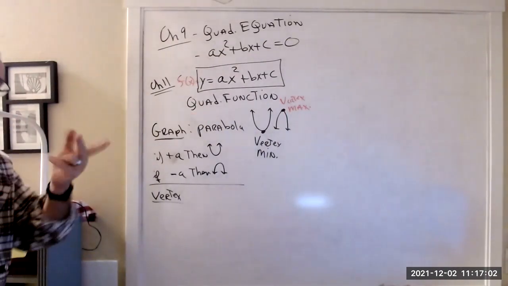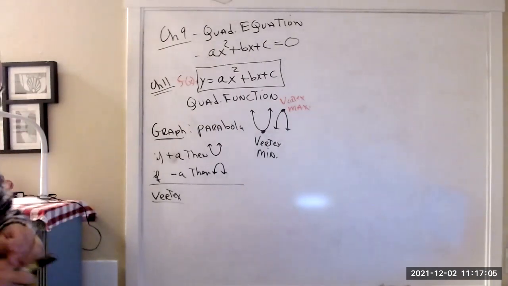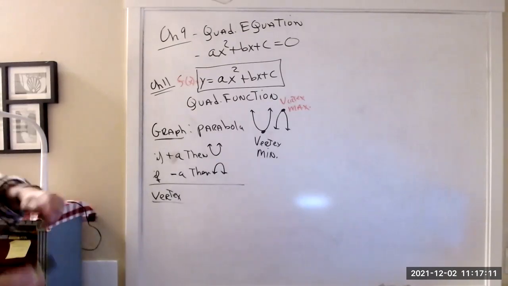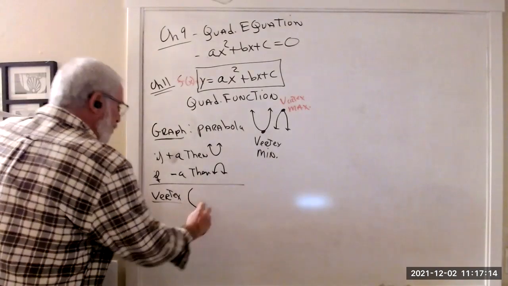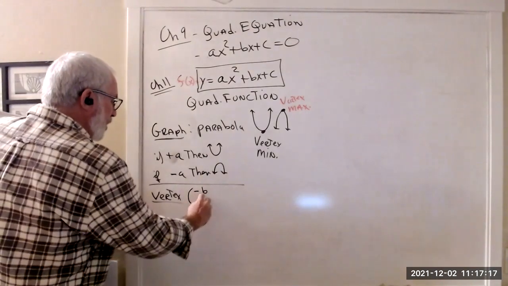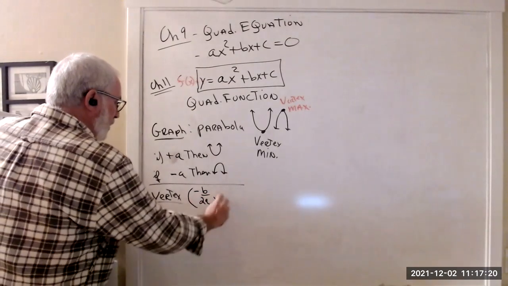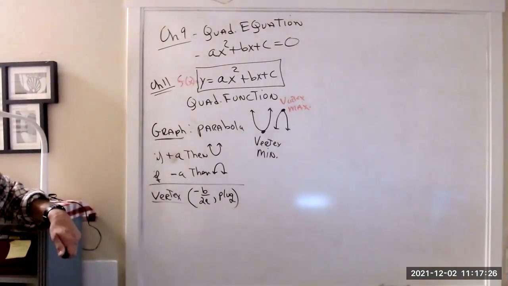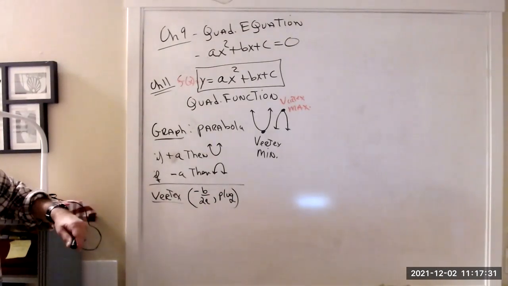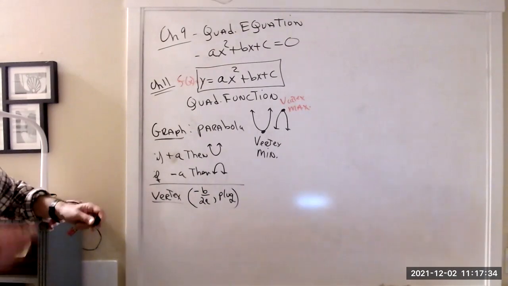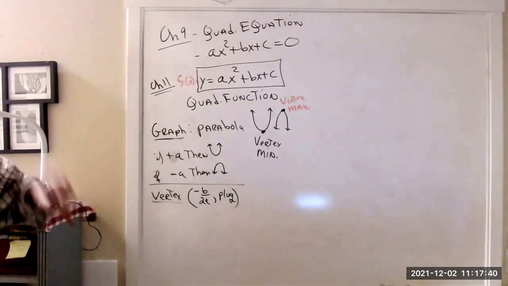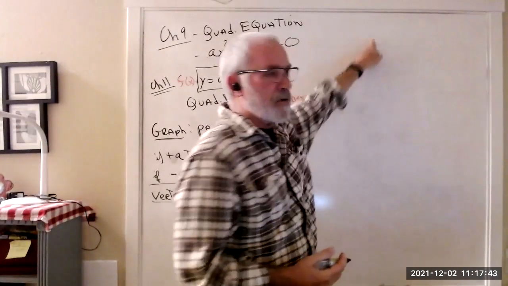To find the vertex, there's two techniques. That's what's going to make tonight hard, because you're going to have to learn both techniques. To find the vertex, you use this formula, negative b over 2a, comma, plug it in. Now, that negative b over 2a shouldn't be any great shock to you. Recall the quadratic formula. I'm going to write it up here and then I'm going to erase it.